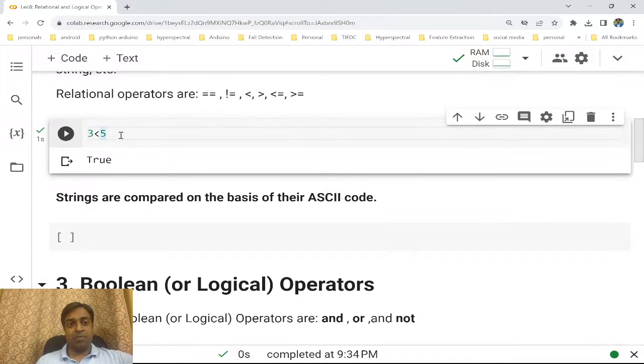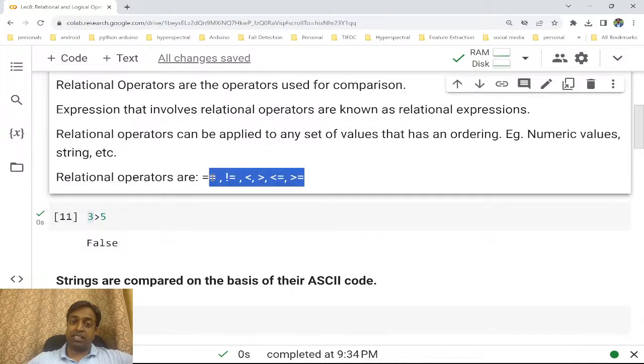Mathematically 3 is less than 5. But if I put the greater than sign and execute, it is false, because mathematically 3 is not greater than 5. With the help of the relational operators, we are able to compare two numbers, and for comparison we have different types of relational operators.